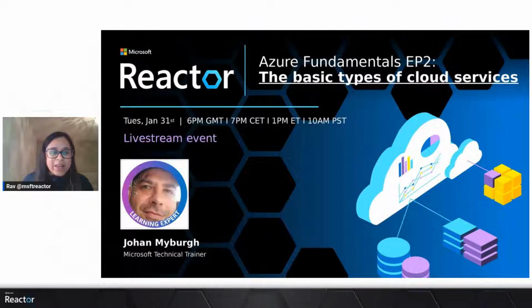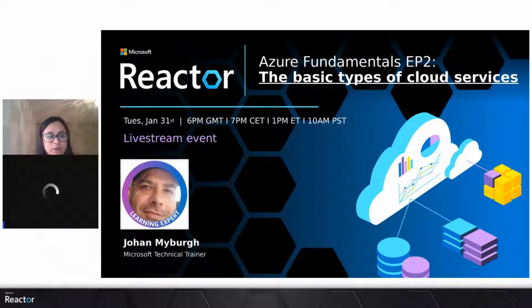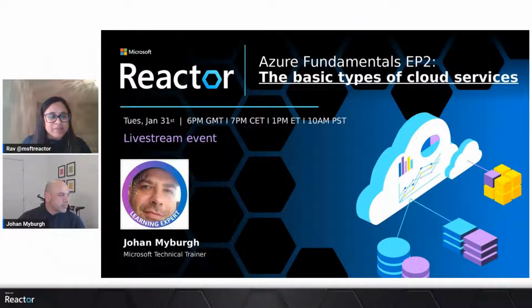Today, we're back with the second episode of 10 Tuesdays to AZ900. And today, we'll be talking all about the basic types of cloud services. If you missed the previous episode, I am going to add in the link to the playlist where you can catch up on the first episode. With that, I am now going to hand over to Johan, who will lead the session.